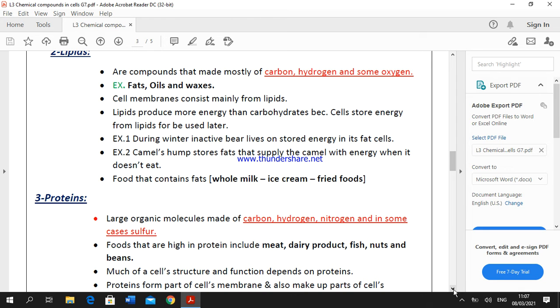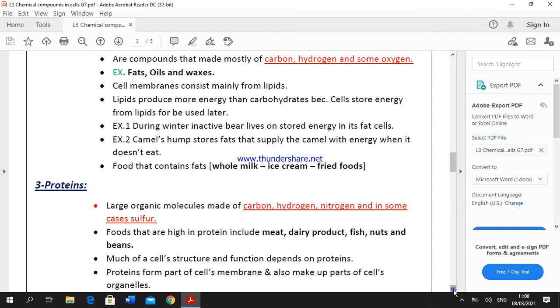So its activity decreases, and it depends on fat cells found in its body to obtain energy. And also the camel hump. The camel's hump stores fats that supply the camel with energy when it doesn't eat. We have many foods that contain lipids, such as whole milk, ice cream, and all fried foods.